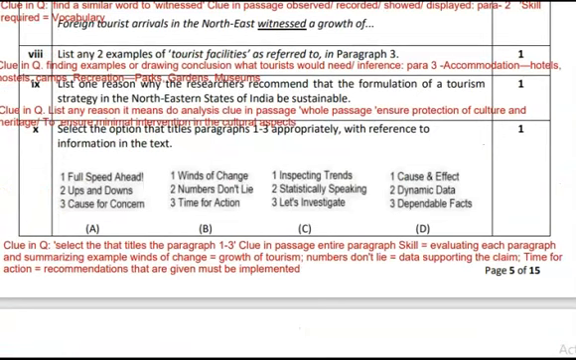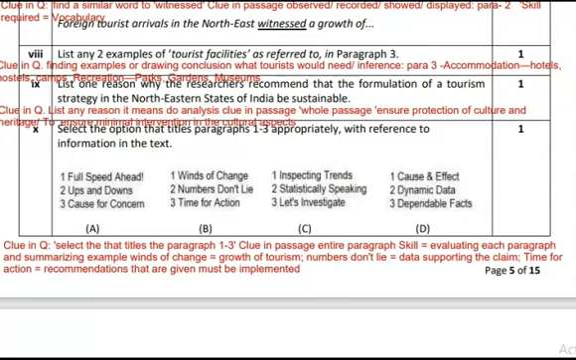Now look at question number 8. List any 2 examples of tourist facilities as referred to in the third paragraph. Again, you don't have to do anything. You have to just read the third paragraph. A number of facilities have been mentioned and you have to quote a few. So hotels, accommodation, parks, gardens, other facilities you can also add.